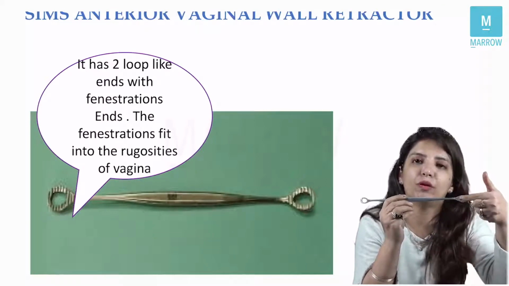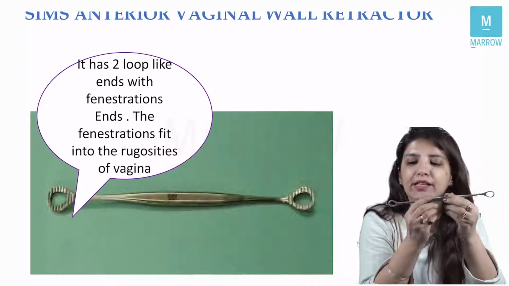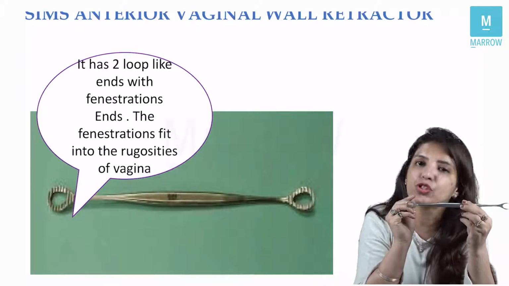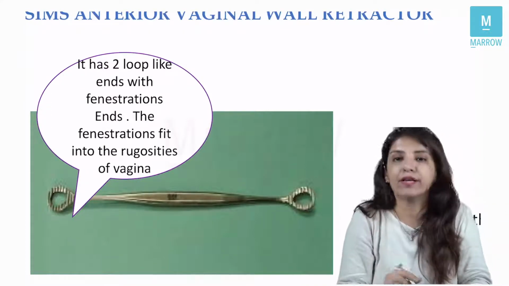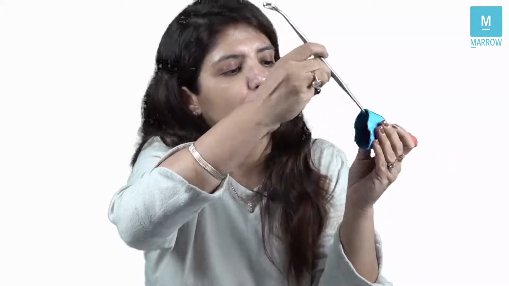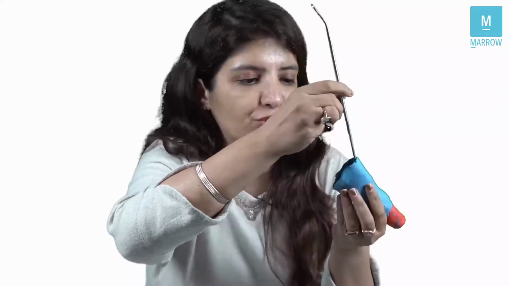One of the loops will be pointing anteriorly, the other loop will be pointing posteriorly. When you are inserting the anterior vaginal wall retractor, the loop should be facing above, right? Anteriorly, like this. So you are going to introduce it in such a manner that the loop faces up anteriorly, right? So this is how you are going to use the Sims anterior vaginal wall retractor, which has to be used in conjunction with the Sims speculum.